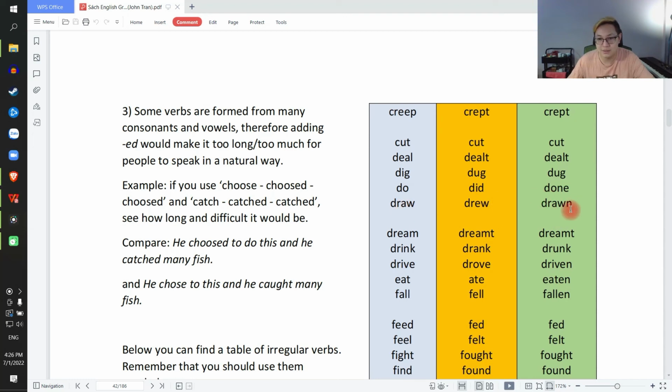Draw, drew, drawn. Dream, dreamt, dreamt. Drink, drank, drunk. Drive, drove, driven. Not driven, okay? Drive, drove, driven. Eat, ate, eaten. Fall, fell, fallen.